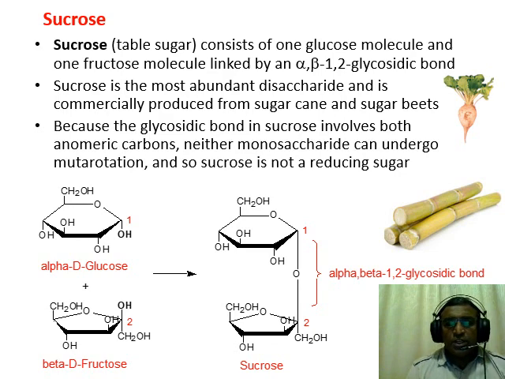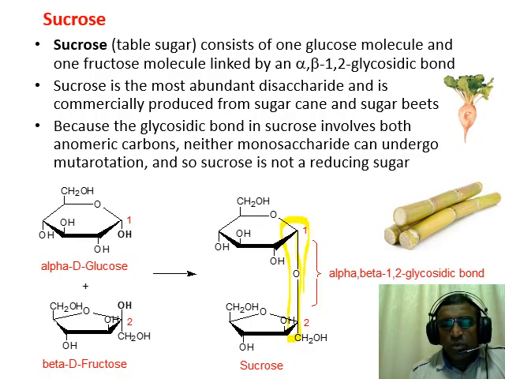So sucrose is made up of fructose as well as glucose. Unfortunately, the link that keeps sucrose together is an alpha beta 1,2 glycosidic bond, and therefore none of the hemiacetals, which normally exist in the individual monosaccharides, are free. They are actually bonded and secured. Therefore, the whole sucrose molecule is not considered a reducing sugar because no hemiacetal is available.